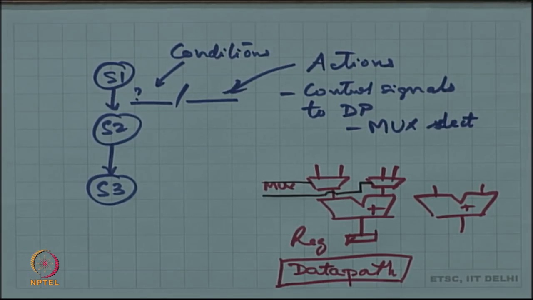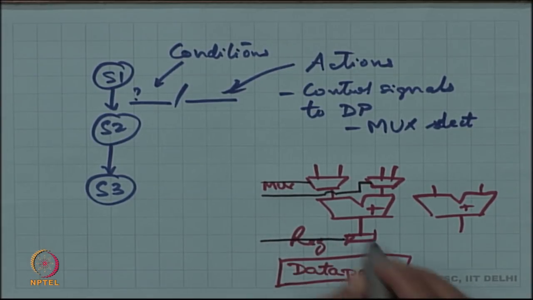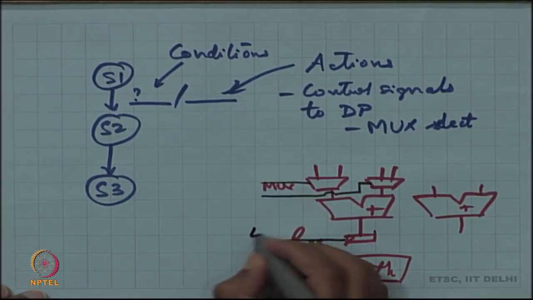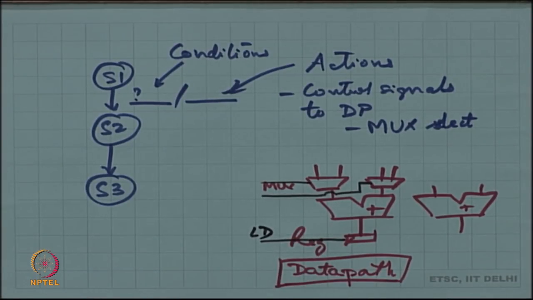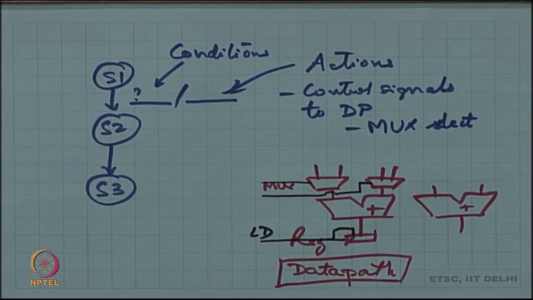Is there anything else that needs to be sent from the FSM? The register also needs a control signal in general. There is a load signal to the register. So, maybe I put it there. That load signal tells the register when it should load new data, because you might not be interested in loading new data every clock cycle. When it is relevant, that is when you would load the register. So, such a signal would also come from the FSM.